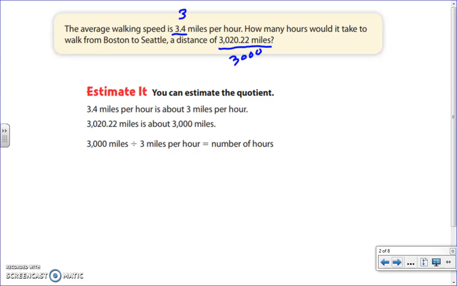And I know that I need to know how long it takes for him to go 3,000 miles if he goes 3 miles every hour. So do you know how many 3's go into 3,000? So about 1,000 is what I'm thinking for this solution. When I find the exact answer, it should be somewhere near 1,000.